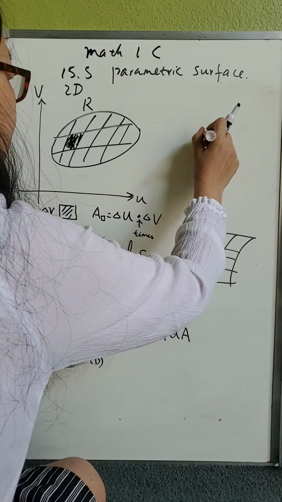Okay, the vector will be Ru times the length of these vectors, Ru times delta U. And then the length of this part will be the length of vector Rv times delta V. Okay, and then when you find the area of this parallelogram, you take the length of the cross product.